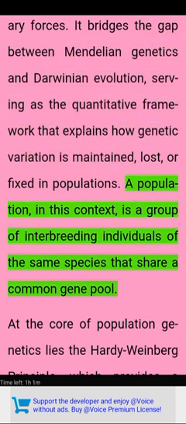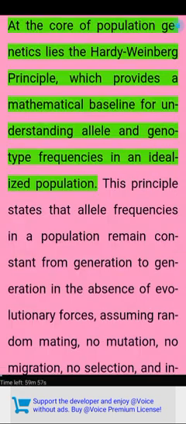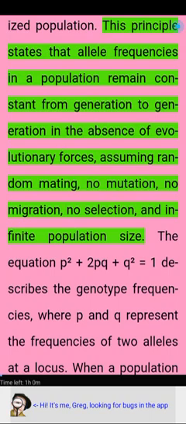A population, in this context, is a group of interbreeding individuals of the same species that share a common gene pool. At the core of population genetics lies the Hardy-Weinberg principle, which provides a mathematical baseline for understanding allele and genotype frequencies in an idealized population. This principle states that allele frequencies in a population remain constant from generation to generation in the absence of evolutionary forces, assuming random mating, no mutation, no migration, no selection, and infinite population size.